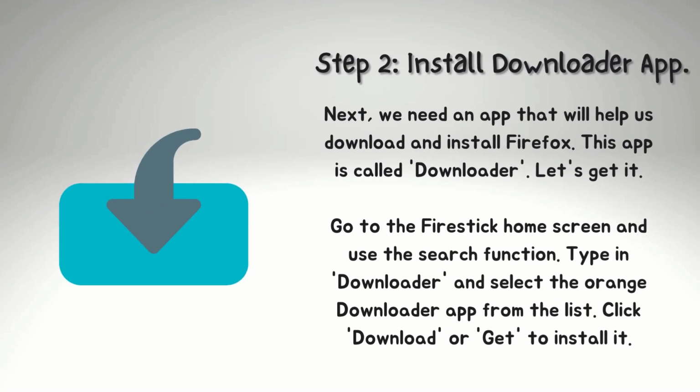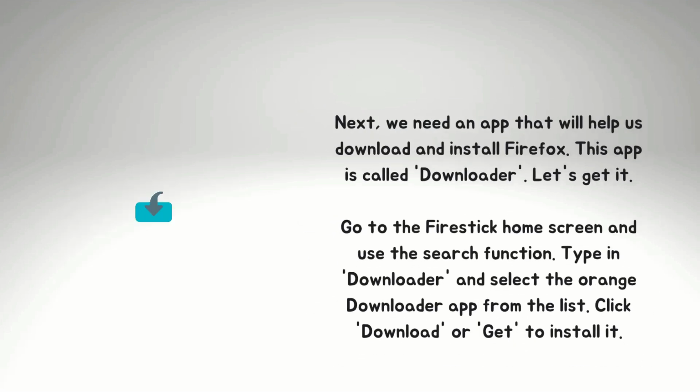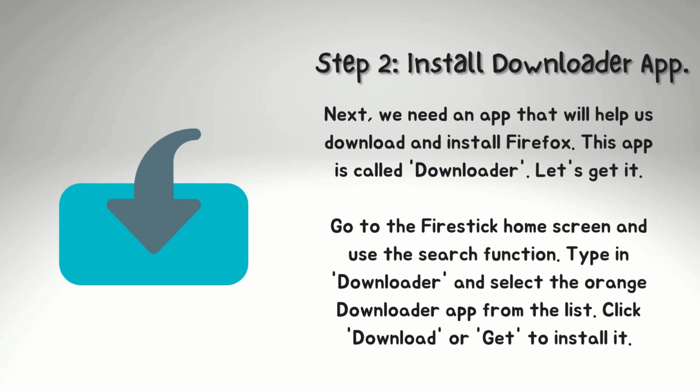Step 2. Install Downloader app. Next, we need an app that will help us download and install Firefox. This app is called Downloader. Let's get it. Go to the Firestick home screen and use the search function. Type in Downloader and select the orange Downloader app from the list. Click Download or Get to install it.